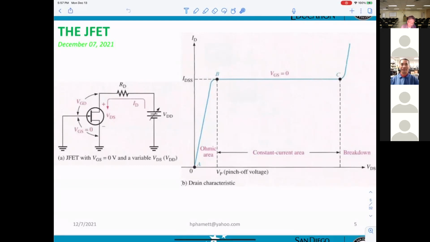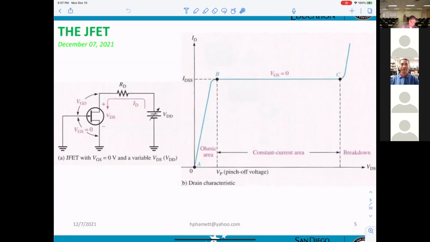So from 0 up to VP, the pinch off voltage, the JFET is in the ohmic area. Ohmic area means the JFET can be used as a resistor. And from VP up to the breakdown there is a constant current area. In order to get the widest channel, they ask for VGS equal 0.